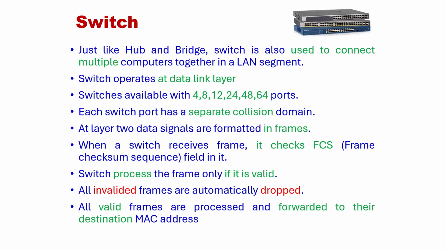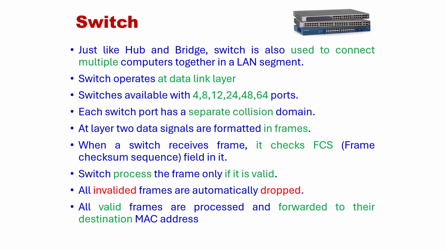Switch. Just like hub and bridge, a switch is also used to connect multiple computers together in a LAN segment. Switch operates at the data link layer. Switches also come in various port counts, like 4 port, 8 port, 12, 24, 48 and 64 port. Each switch port has a separate collision domain.